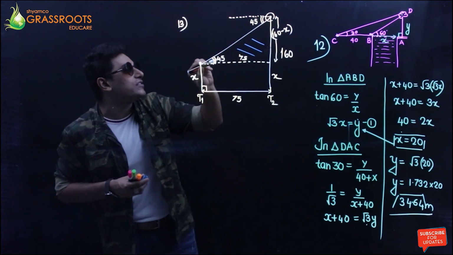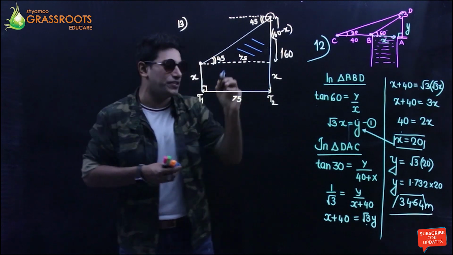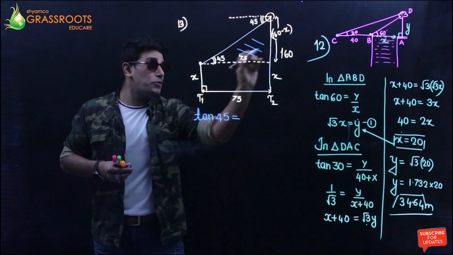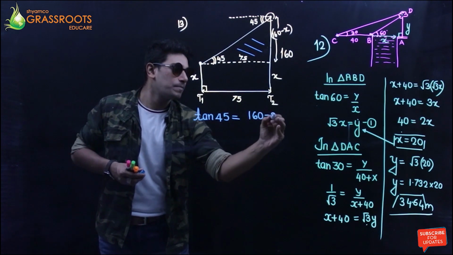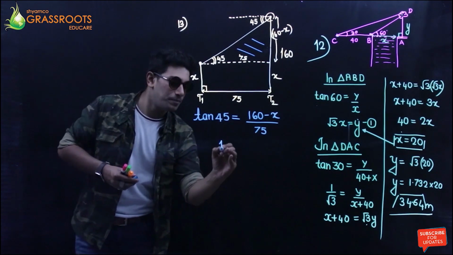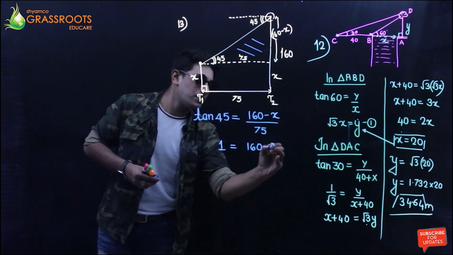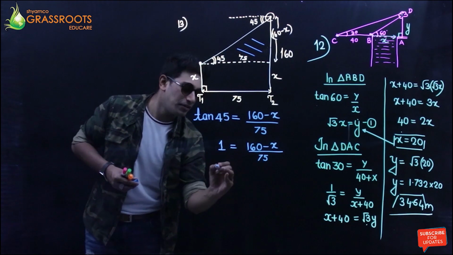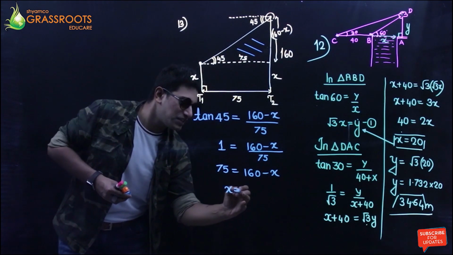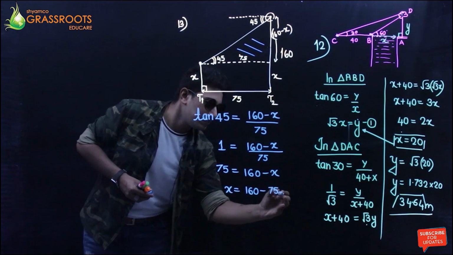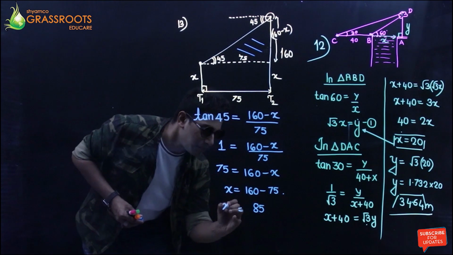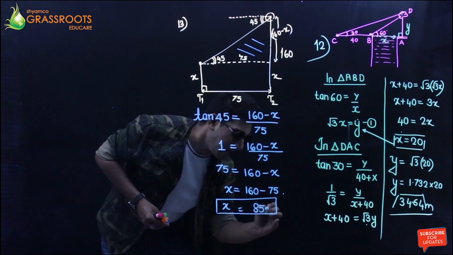Tan 45 is opposite upon adjacent. So I start with tan 45. Opposite is 160 minus x upon adjacent is 75. Tan 45, the value is 1. 160 minus x over 75, cross multiply. Get x out here. Get 75 on the other side. 160 minus 75, I guess it's 85. So that is it. X, what is x?